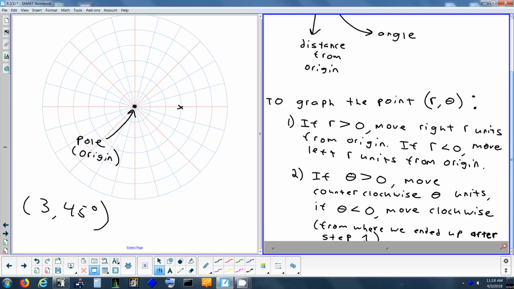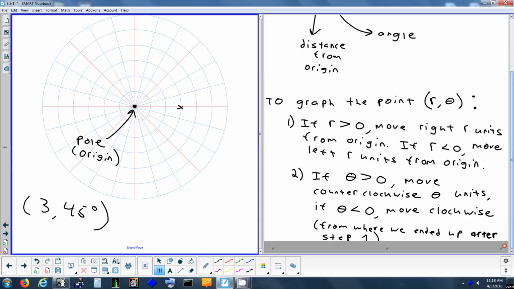Okay, so in this problem, we move 3 units right. 45. 45 is greater than 0, so we're going counterclockwise. Okay, counterclockwise is this way, in case you're not sure. Clockwise, this way.